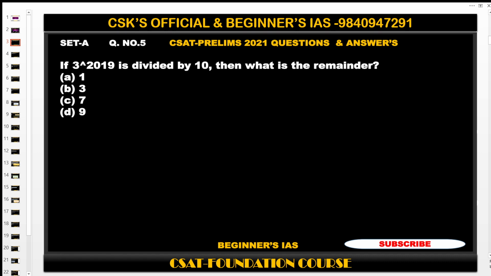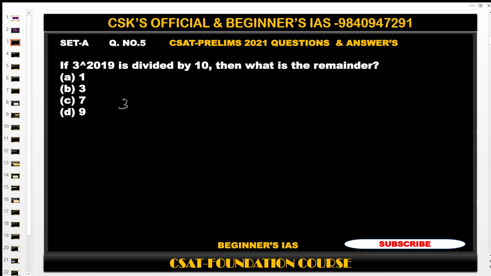If 3 power 2019 is divided by 10, then what is the remainder? So this is the question. To solve this, you need to know the basic concept called remainder, positive remainder or negative remainder. That concept will help you to solve this question. Or else, if you know the unit place concept, then that also will help you to solve this question.